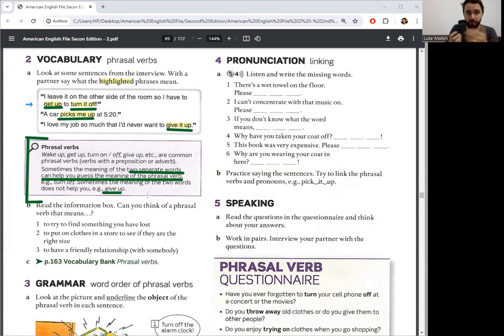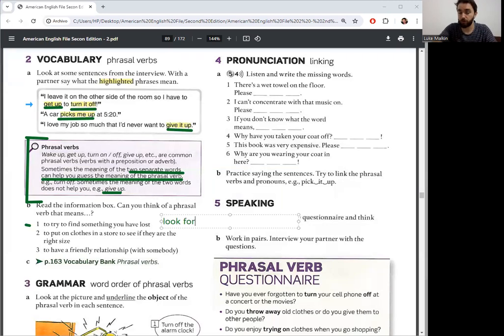You give up smoking. To stop doing is to give up. But give is not the same as give up. Give up is a totally different concept, but it uses the same verb. Yes, it's a little frustrating, but don't give up on English. Don't give up on phrasal verbs. Read the information box. Can you think of a phrasal verb that means to try and find something you have lost?